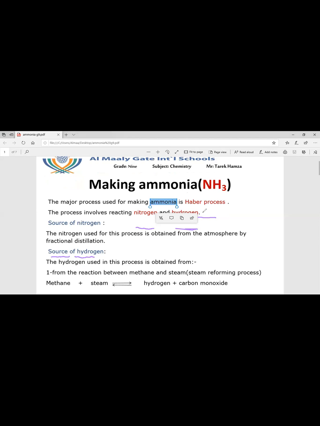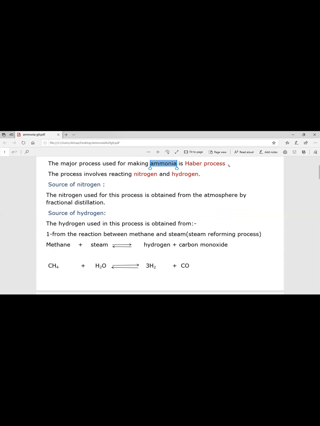Next, the source of hydrogen. The second element here is hydrogen. How can we obtain hydrogen for the Haber process? From the reaction between methane and steam. What is the meaning of steam? Steam means water vapor.